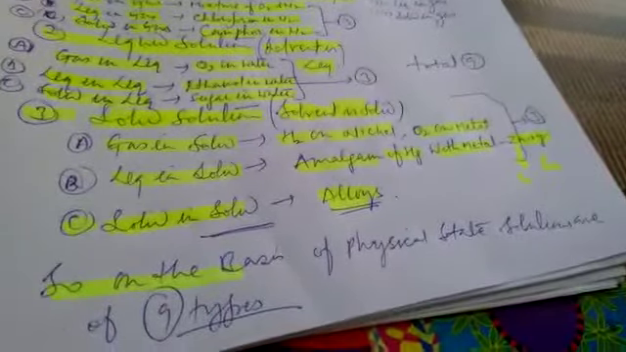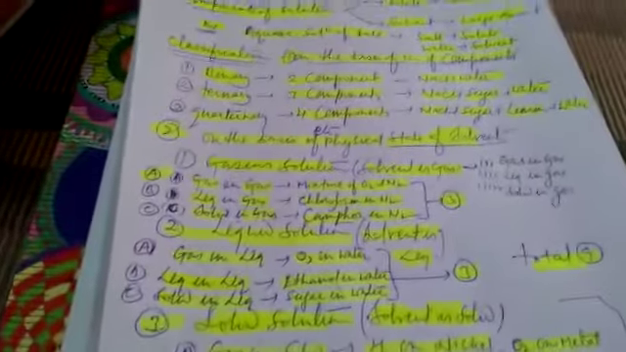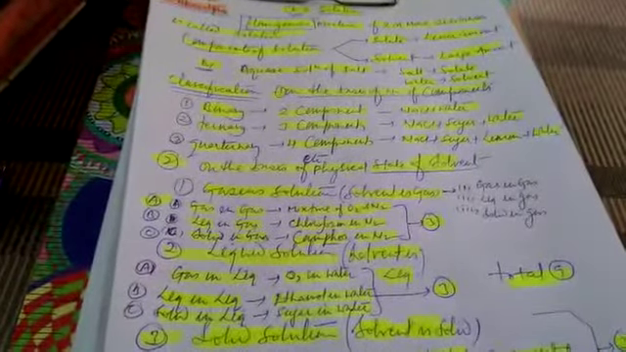Now, on this basis, we come to know that there are 9 types of solutions. The gaseous solutions are of 3 types, liquid solutions are of 3 types, and solid solutions are also of 3 types. So there are a total of 9 types of solutions on this basis, if we consider the physical state of solvent.